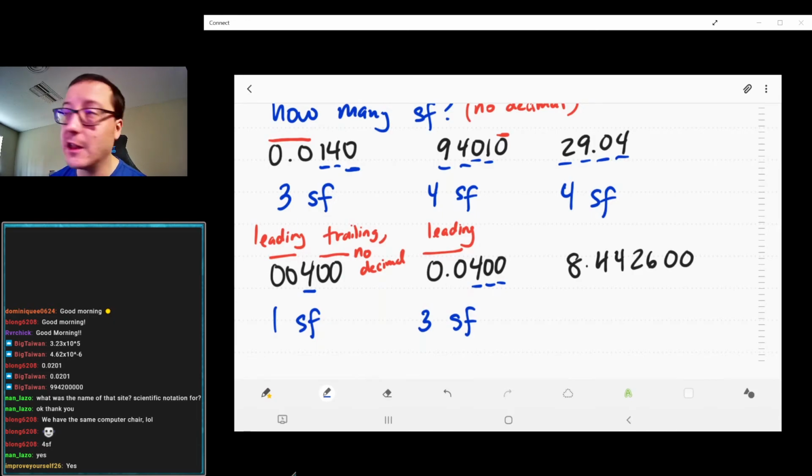All right, and if we look at our last one here, we have a bunch of non-zeros. Do we have trailing or leading zeros? No. Do we have zeros in between? Also no. Do we have zeros at the end? This time we do, yes. Do we have a decimal point somewhere? We do. It's right after the 8 there. So those will count. All your trailing zeros will be significant. And so overall we're going to have, looks like 7 sig figs there.